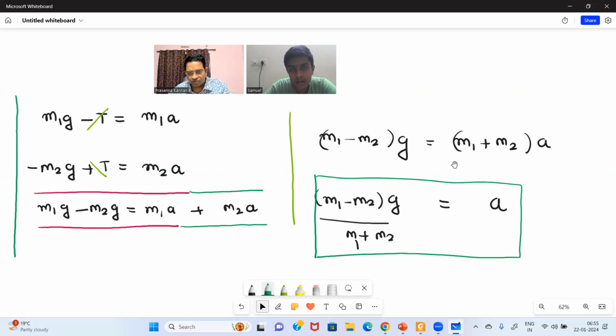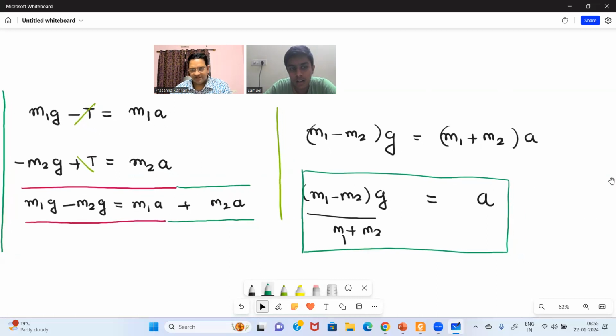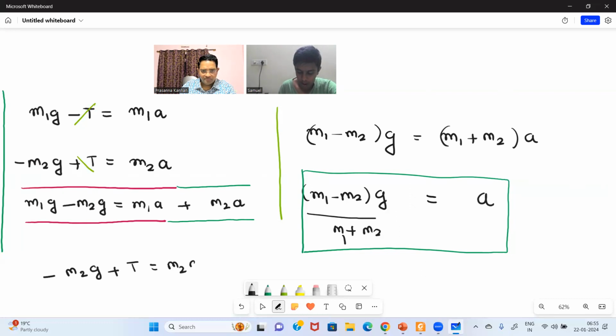What else could be asked? You could be asked tension. Right, so let's see that. For that, again, we use the same equations. So what are the two equations? This time I'll write the second equation first. Minus M2G plus T is equal to M2A. And what is another equation? M1G minus T equals M1A.